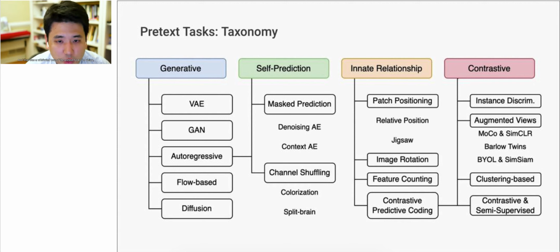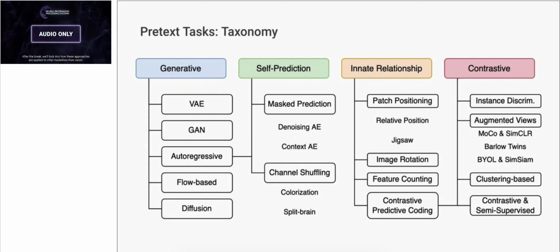And that was a whirlwind tour of the pretext tasks on vision. I took the taxonomy tree again to review what we covered. We saw generative models that predict the whole or a part of the data. And we also saw how one can pose a classification problem without labels and predict the innate relationship of the input, or perform contrastive learning to obtain transferable representations. After the break, we'll look into how these approaches are applied to other modalities than vision.